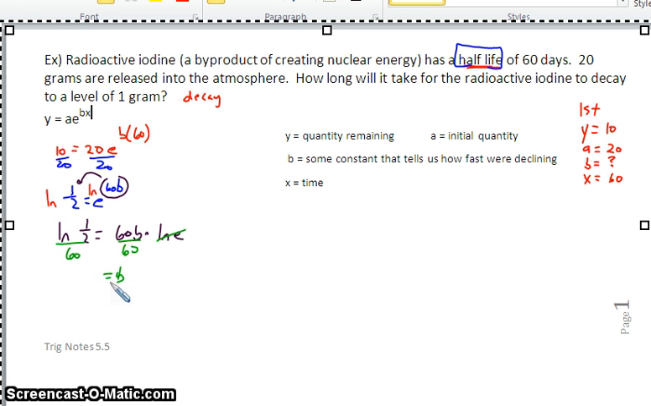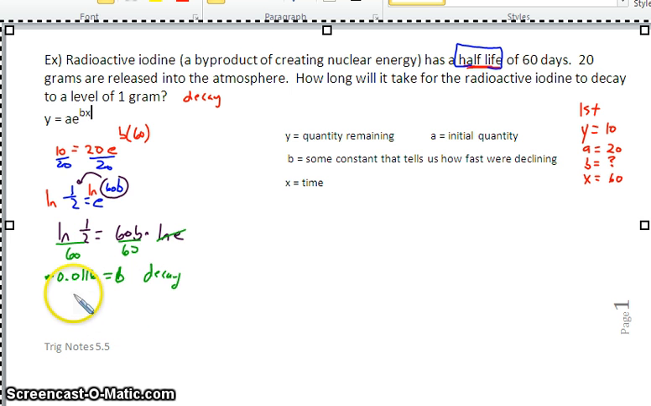So doing this, natural log of half divided by 60 gives me a negative 0.0116. Again, we'll round it to 4 decimals here. Shouldn't be a surprise that I got a negative because I was decreasing. Okay, so when my growth rate here is negative, that means that it's a decay problem. So that's what you should be looking for.